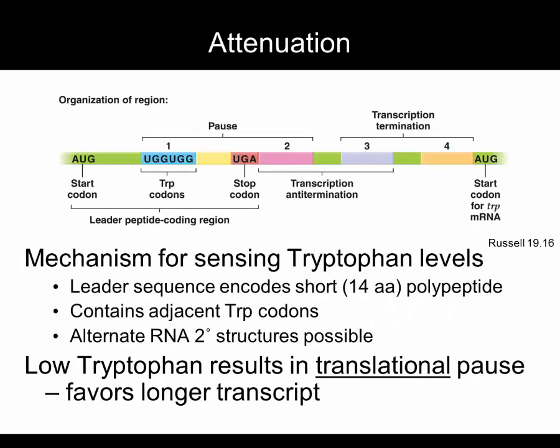The leader region contains a very short gene referred to as TRPL. The polypeptide it codes for has just 14 amino acids and serves no function, but it contains adjacent tryptophan codons. So if tryptophan levels are low, the ribosome will stall there, waiting for tryptophan tRNAs to arrive. But if there's plenty of tryptophan around, the ribosome won't have any trouble finding tryptophan tRNAs, and it will speed right past these codons.